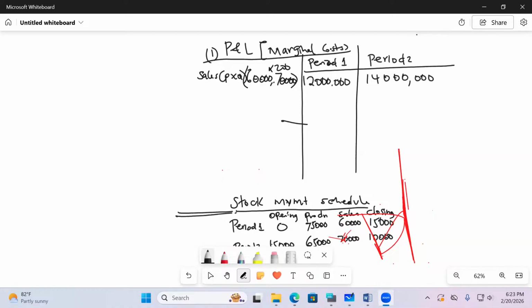Okay. So then we come under less, in this case, cost of sales. But remember, which cost of sales are we deducting here? The marginal ones, isn't it? The marginal cost of sales. So mention here marginal cost of sales. Specifically, we are subtracting the marginal cost of sales.